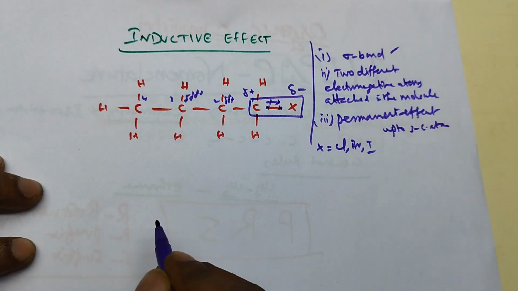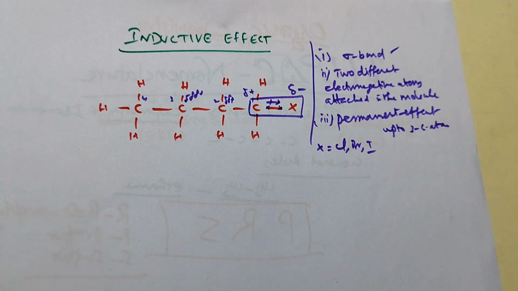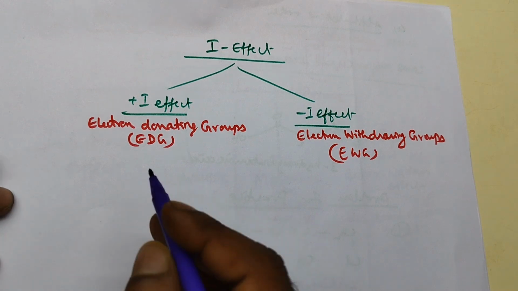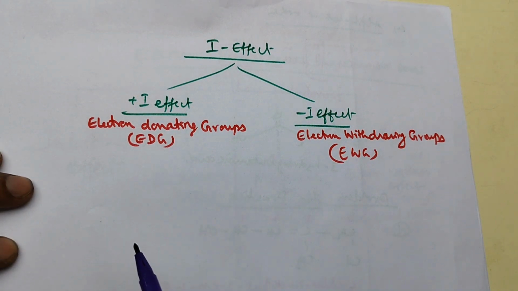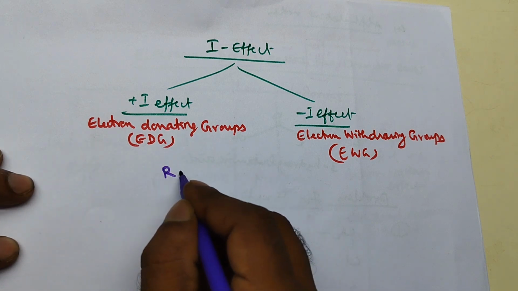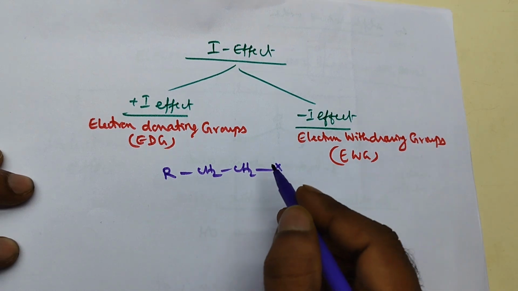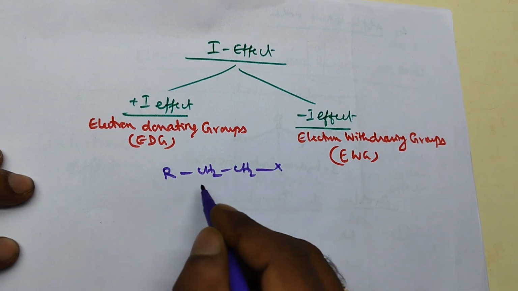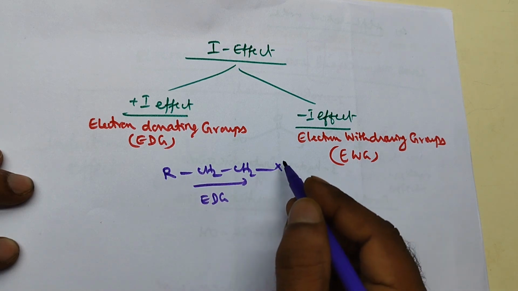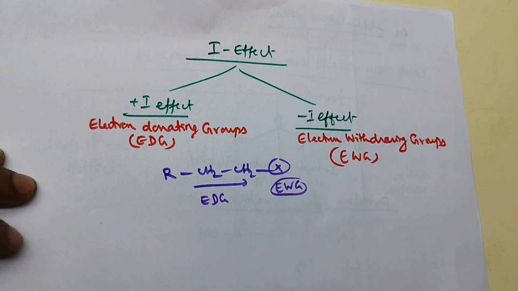In this inductive effect, we have 2 different types: one is the plus I effect, another is the minus I effect. Let us discuss that. What is the plus I effect? I already told you: R, CH2, CH2, X. The alkyl groups are called electron donating groups. The X atom is an electron withdrawing group, that means it pulls the electron towards itself.